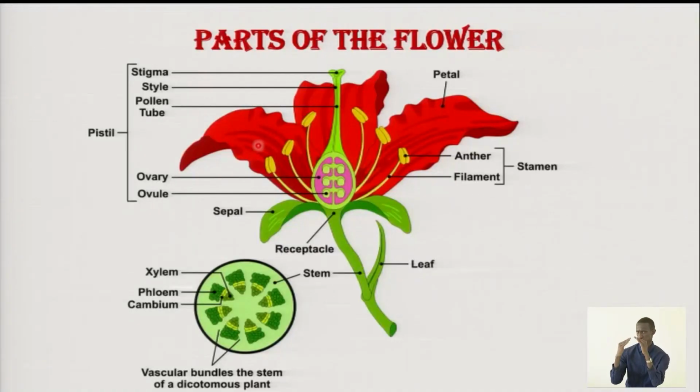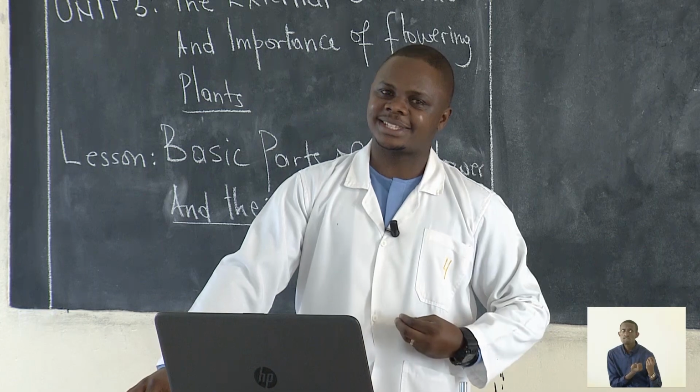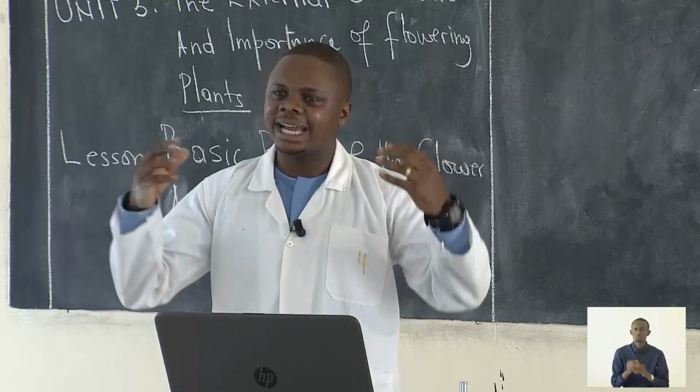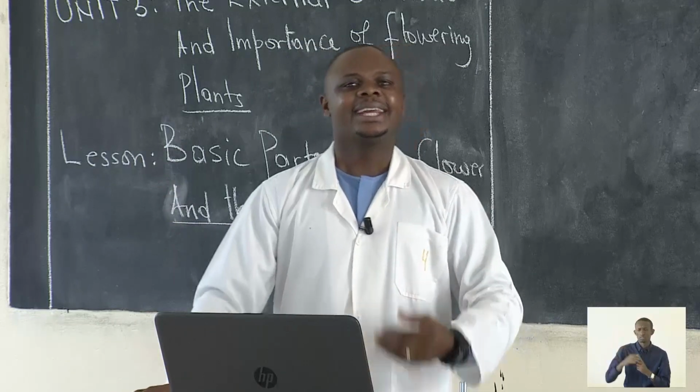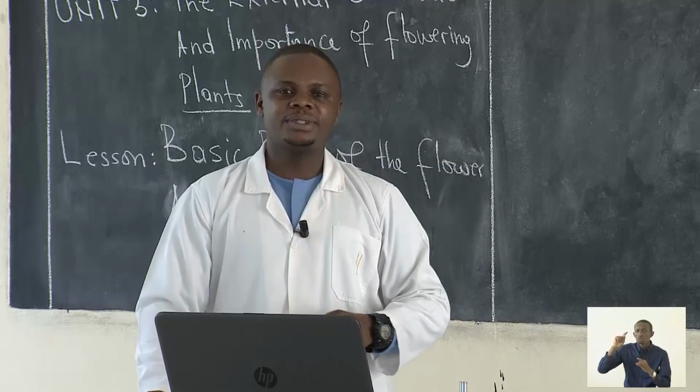From there, we have what we call petals. As you can see, petals are colored. That's why people like flowers. Different colors. So these petals are colored, and being colored is an adaptation. It's an important function. Why? They attract pollinators. When pollinators see the colors of the flower, they come on the flowers.